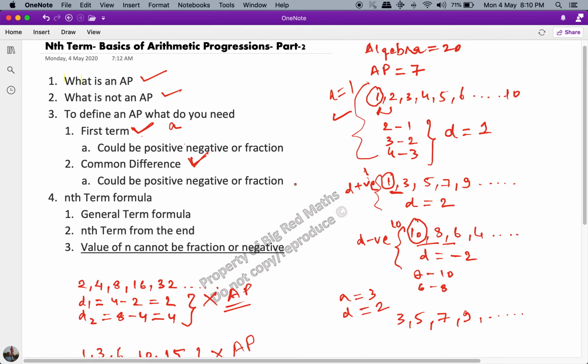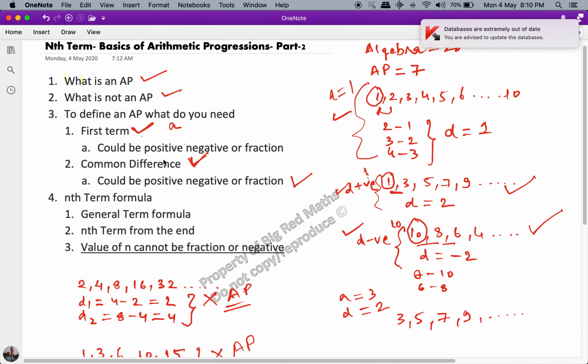And remember that the value of d could be either positive or negative. Okay, we saw here this was d positive and this is d negative. So your arithmetic progression could either go on increasing, which was happening in this case, or it could go on decreasing, which was happening in this case. Okay, so we studied what is an AP, what is not an AP, how do you define an AP using the first term and the common difference.